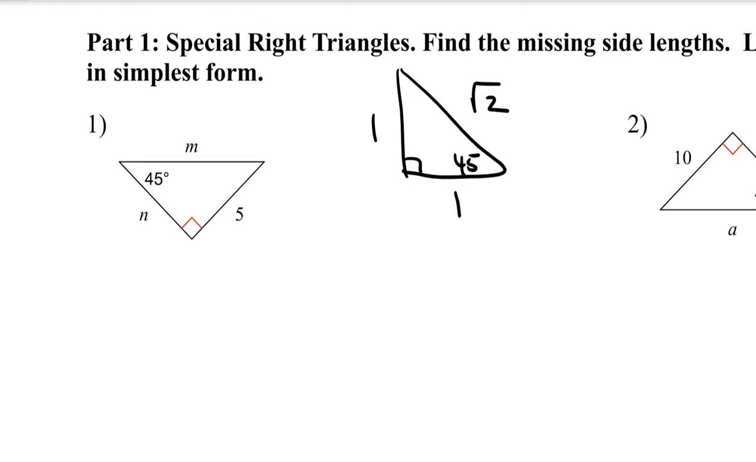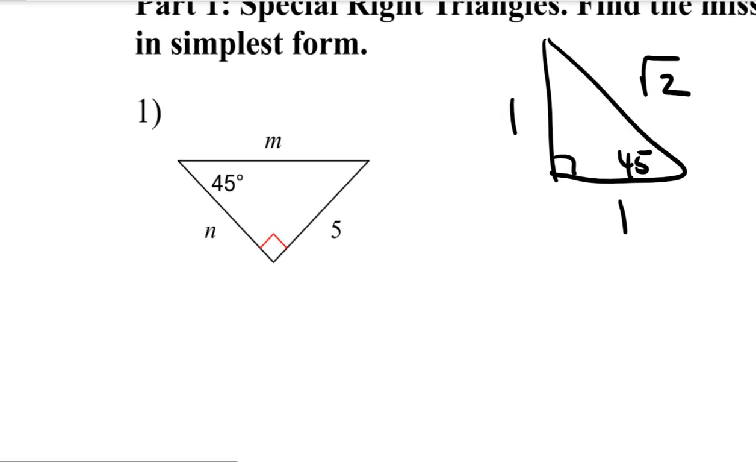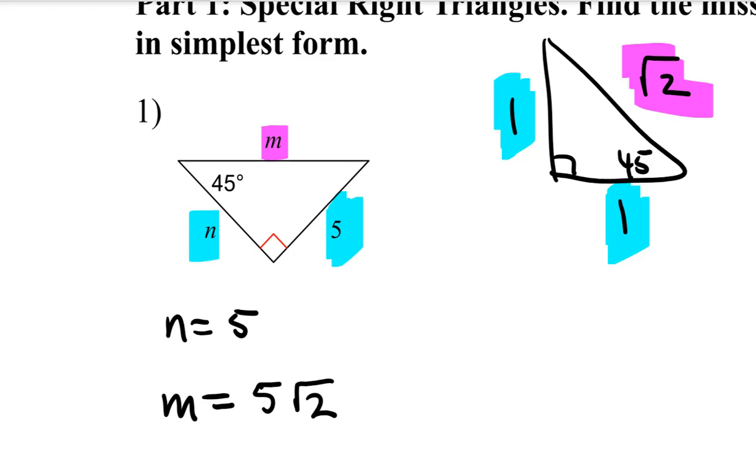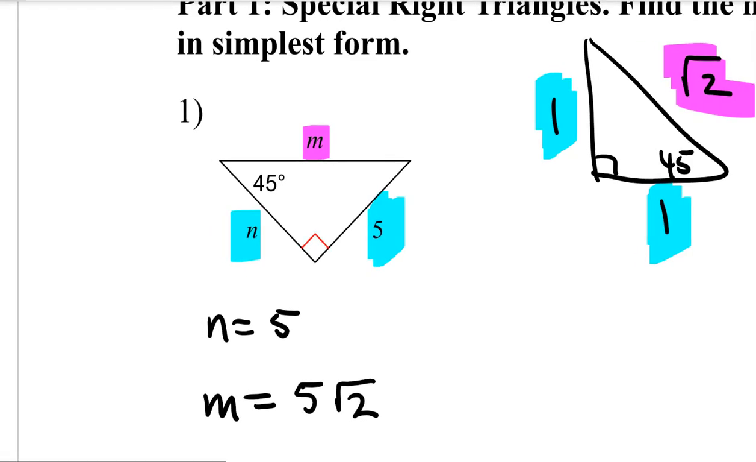So with that said, easy peasy lemon squeezy. Check this out. If I know that this leg right here is 5, and that's where the spot is 1, that means this other spot, this N over here, is going to be the same exact thing. No big deal. So N is also going to have a length of 5. Now to figure out how long the hypotenuse is, or M, that's going to be square root of 2 times as long as one of the legs. So 5 times square root of 2 just gives you 5 square roots of 2. That's it. That's all you got to do.